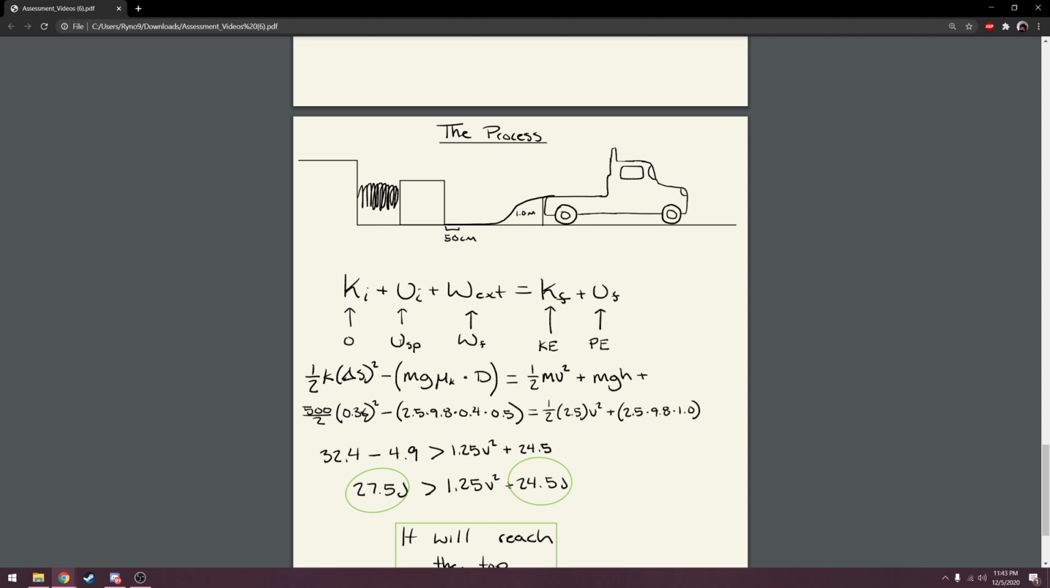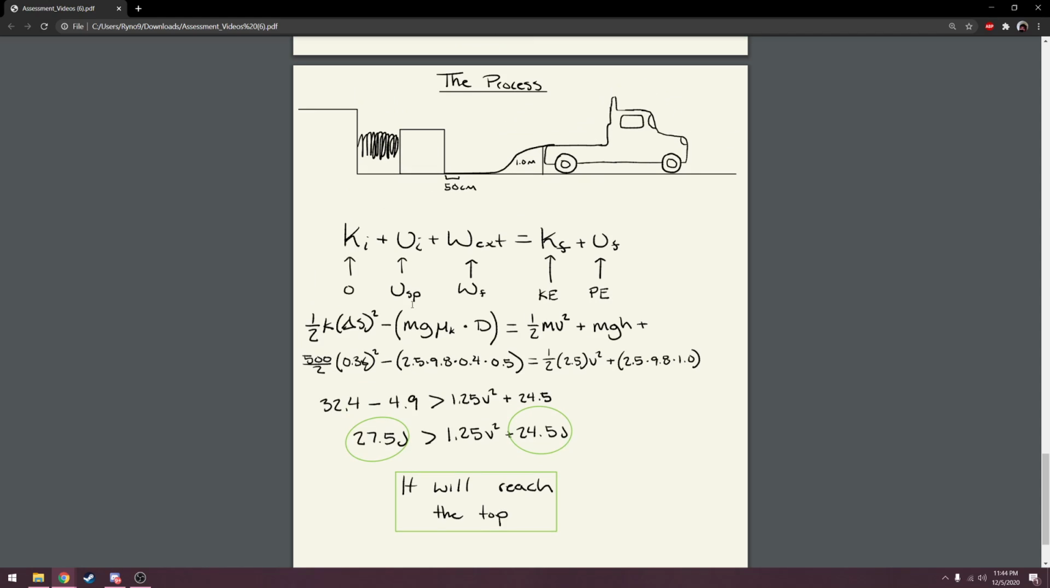And our spring, our U spring, is going to be the same as the last problem. Although this time we have an external work acting on it, and that's going to be the friction force acting against our movement, so it's going to be negative. And then we have our kinetic energy from the truck for the crate, and then our potential energy for it getting up here.